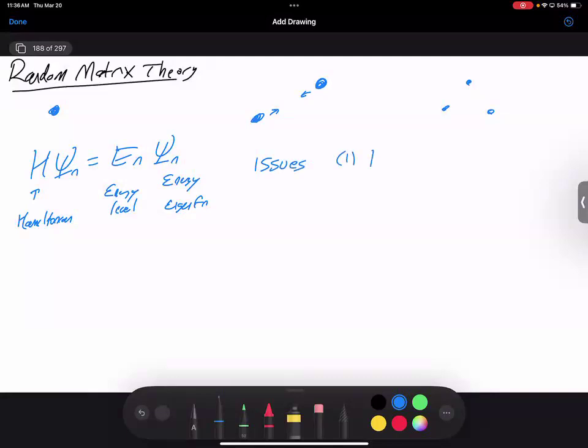The first is H is infinite by infinite. And I assume for the most part, when you do linear algebra, you do not deal with infinite matrices. And the second is we don't know the entries of H.